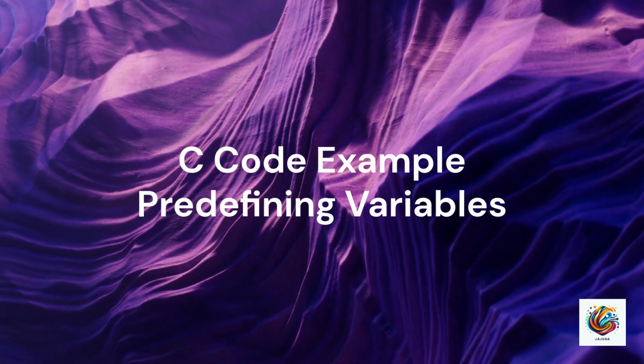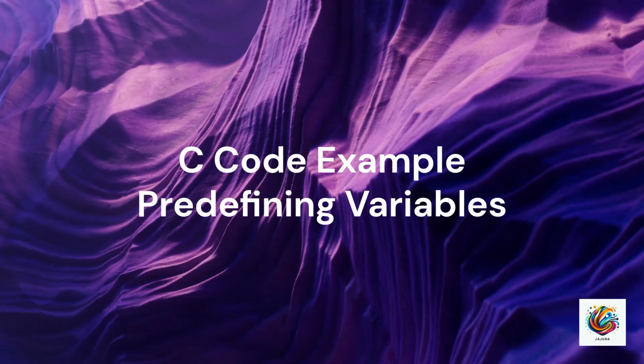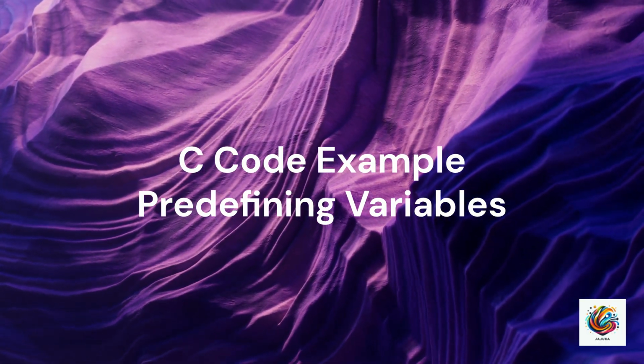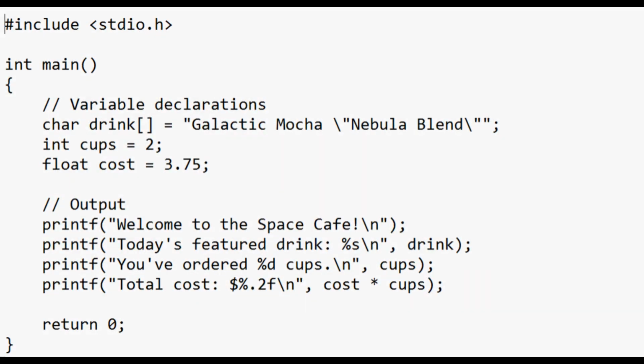Welcome to today's lesson on variable declaration in C programming. Let's explore a fun example that takes place in a fictional space cafe. In this program, we declare three types of variables: a string, an integer, and a floating point number.